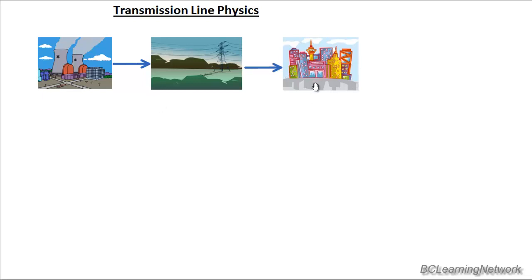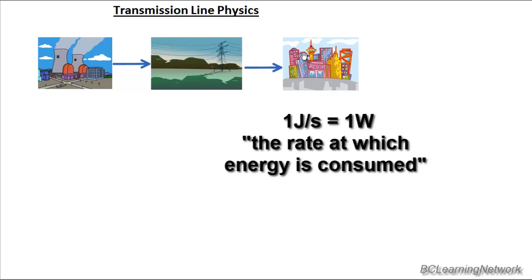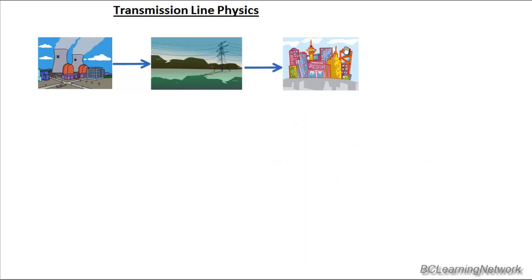Now with transmission line problems, what we're trying to do is meet the needs or the power requirements of a nearby community or city. Now the city on the far right of the screen might, for example, be consuming 500,000 joules of energy every second on average. Now joules per second is also known as watts. So our final output must be around 500,000 watts. Now how do we do this?